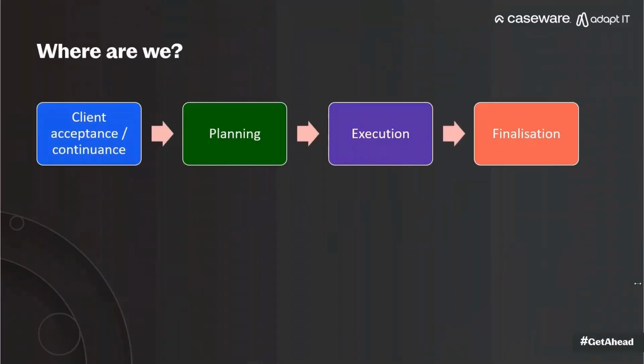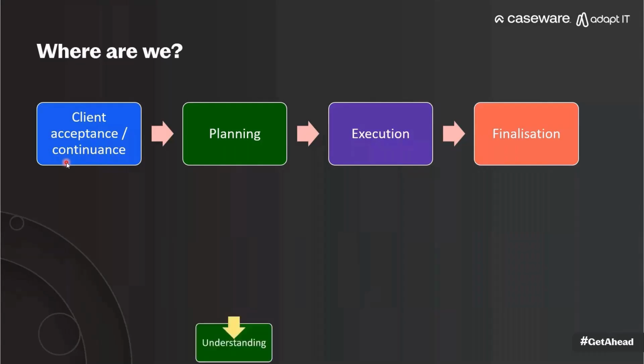Right, so what have we done to now? To date, in session 1 of the series, we've done the client acceptance and continuance. We considered what we had to think about, what we had to document, and we decided, yes, we're going to take this audit, or we're going to continue this engagement for this client as we may have done in previous years.